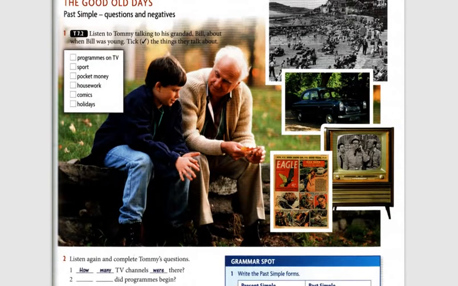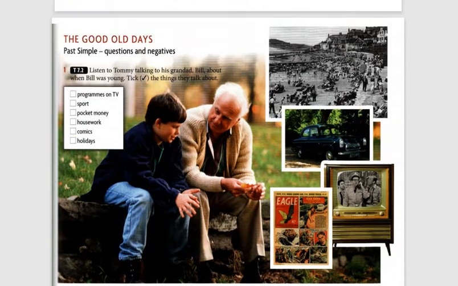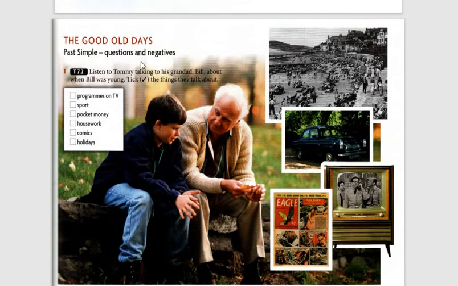Now we have the good old days, past simple questions and negatives. So let's listen to this tape script. Then we have to show this activity, please.